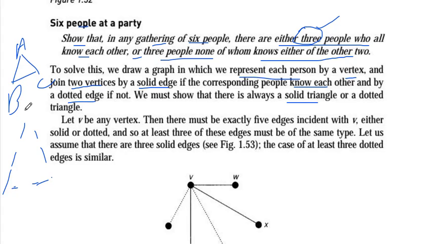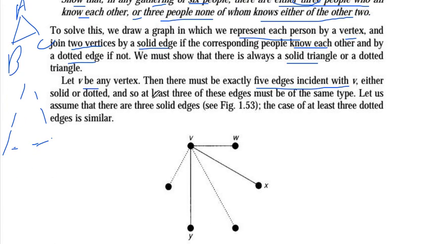Okay, so now let V be any vertex. Then there must be exactly 5 edges incident with V, and each is either know him or do not know him, either solid or dotted. So at least three of these edges must be of the same type. Let us assume they are solid edges. You can also assume they are dotted edges. They have given three edges as solid, but you can make any of them solid. It's not a problem.